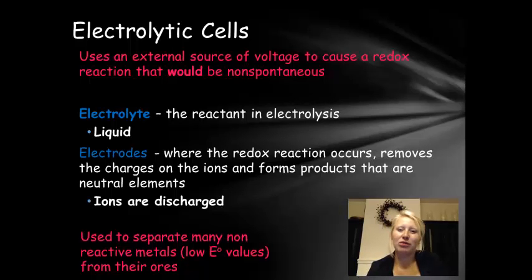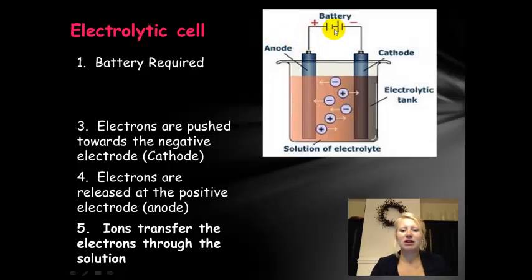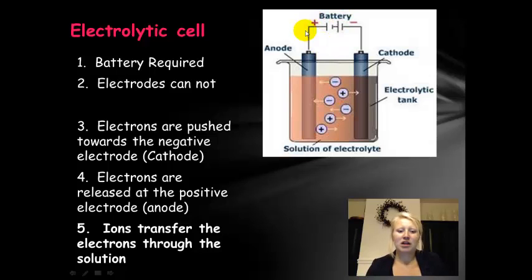So when you pull an ore out of the earth, a lot of times to purify that metal, an electrolytic cell is used. So here's a picture of an electrolytic cell. An electrolytic cell has a few components. The first is that a battery is required. So here's the battery in the middle of the wire.